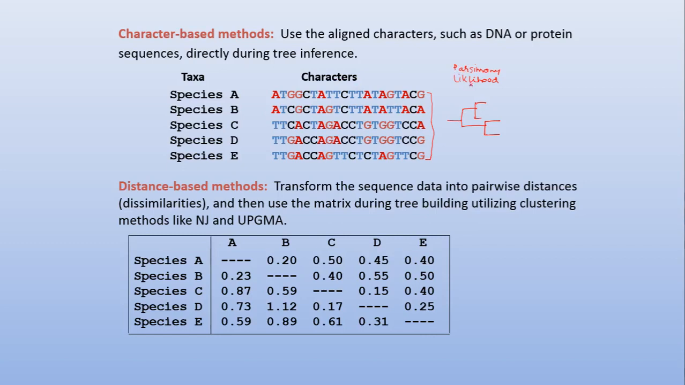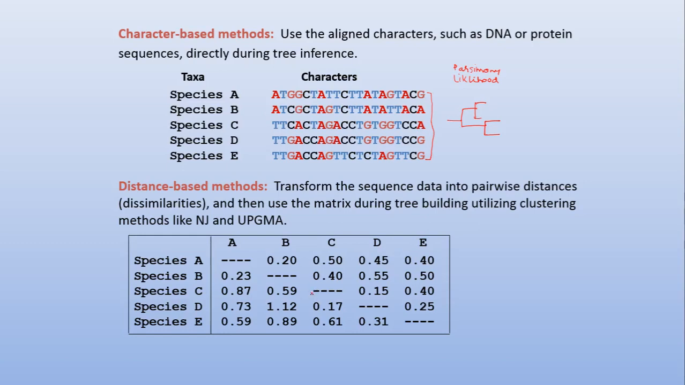Another type of method is the distance-based method, in which we do not directly use the character data. What we do is convert this character data into pairwise distances, or what we call dissimilarities. Using this multiple sequence alignment data, we generate a pairwise distance matrix that accounts for the similarity or dissimilarity between the sequences that you are dealing with.